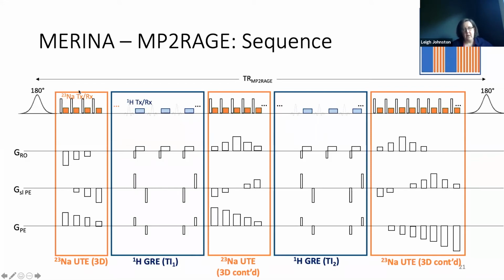Okay, so this is what our sequence ends up looking like. We've got these 90-degree flips in here on the sodium channel. And of course, the 180s here are on the proton channel. So they're not actually affecting the sodium signal because they're at 300 megahertz rather than 78 megahertz. So this all works really nicely to interleave the two different sequences to do the reading out and all the rest of it.